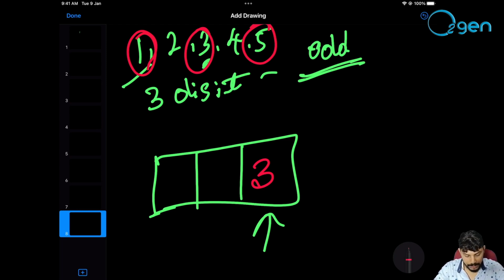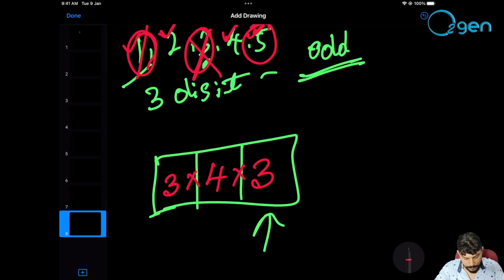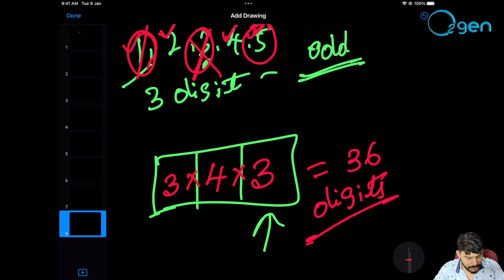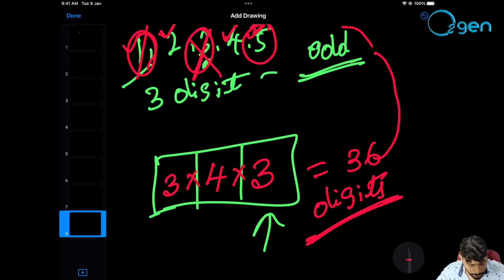For the 10th place, if I fill 3, it is over. How many choices are there? We have 1, 2, 3, 4 choices for the 10th place. And if I fill 1, how many choices? 1, 2, 3. And 3 choices for the 100th place. That means 3 into 4 into 3. 3 fours are 12, 12 threes are 36. 36 numbers that are odd.